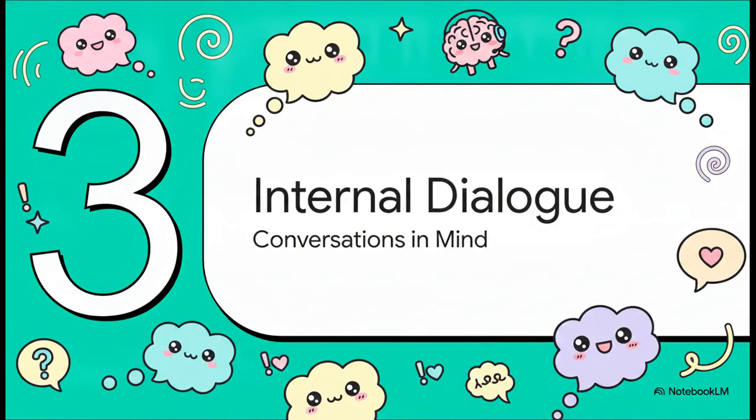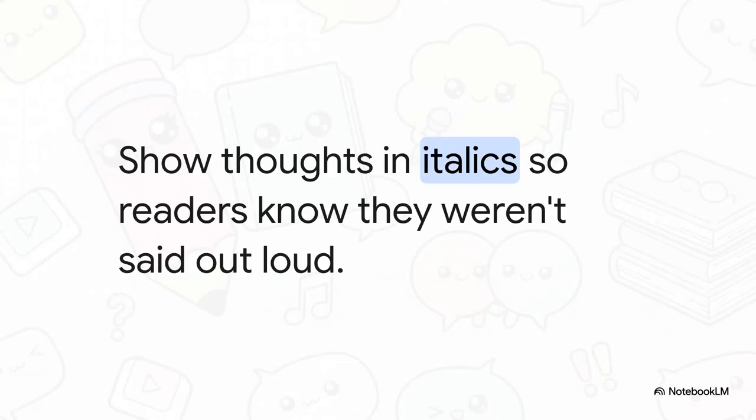Okay, moving right along to section 3, internal dialogue, conversations in the mind. Now, what about when characters are just talking to themselves? Look closely at this thought. I wonder if they know my secret. Do you see how the text is slightly slanted? Well, that slanted writing is called italics. Writers use italics as a really clear visual signal to tell the reader, hey, these words weren't actually spoken out loud. It's a fantastic, sneaky way to share private secrets directly with your reader.